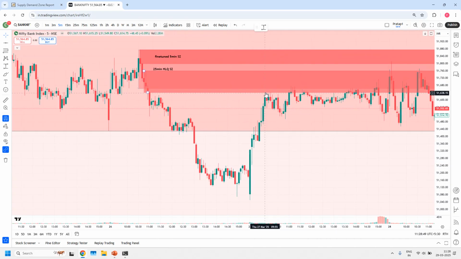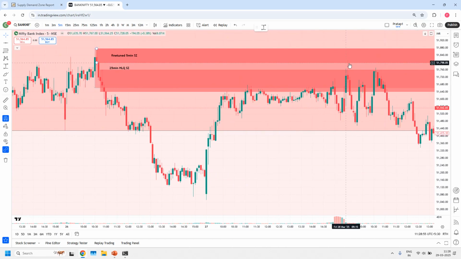See, first this is the zone supported. Slowly moved up. And finally, you see here, it picked up the orders from this. This is violated here. Picked up the orders. See how sharply it moved down. It would have given you a very good intraday profit here.